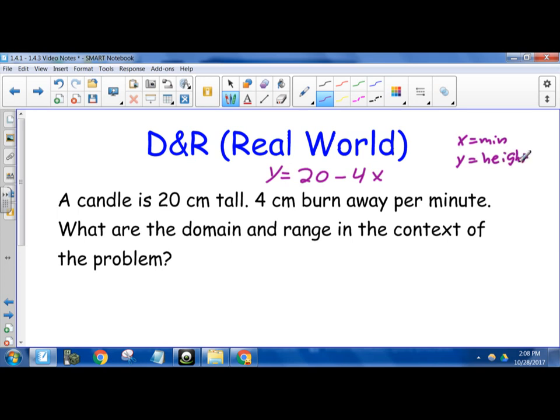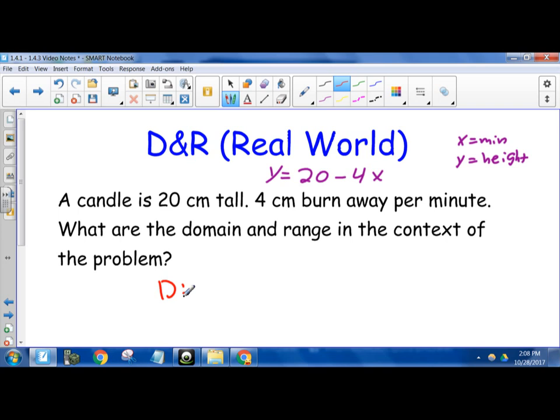Okay? So let's first consider the domain. Now remember that the domain are all the x values in this problem. That's the number of minutes. Let's think about numbers we could have. Can you have negative minutes? No, you can't have negative minutes. So that's automatically out. What about 0 minutes? Sure. What about 1 minute, 2 minutes, 3 minutes? What about 1.5, 2.5? 1.8654321. Yes, you can burn for 8.56, whatever.